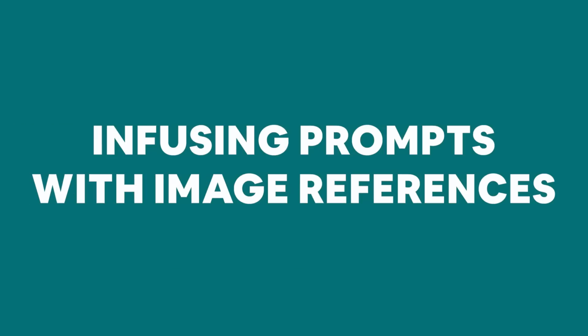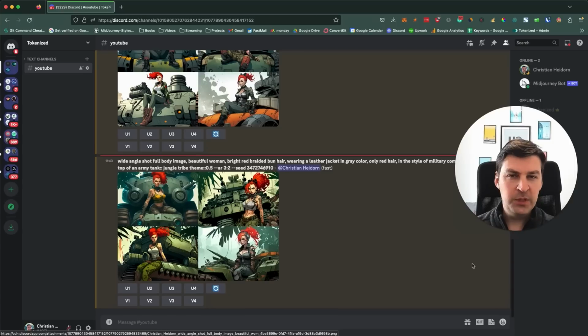Infusing prompts with image references. Image prompts are always a bit tricky when you combine them with multi-prompts. As you know, the image weight parameter is not supported by version 4 of Midjourney right now. And even though we don't really know what the default image weight in version 4 is, or at least I don't, I'm going to assume that it's roughly 50% of the overall prompt.